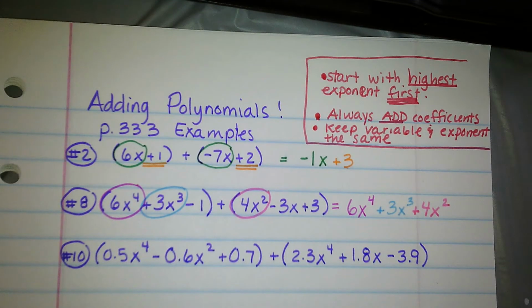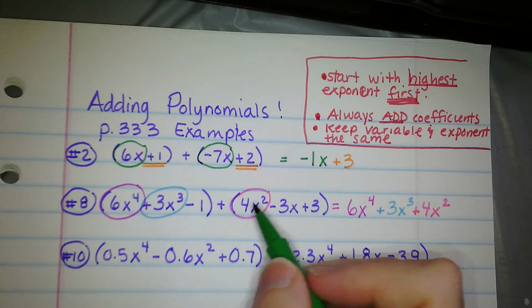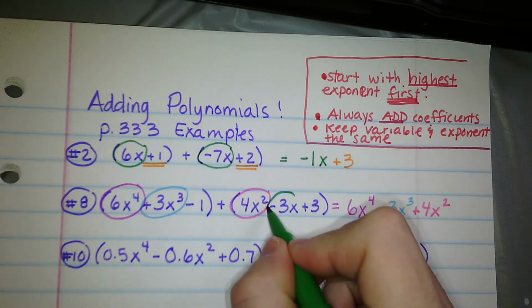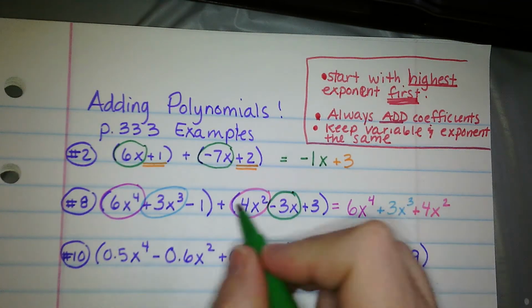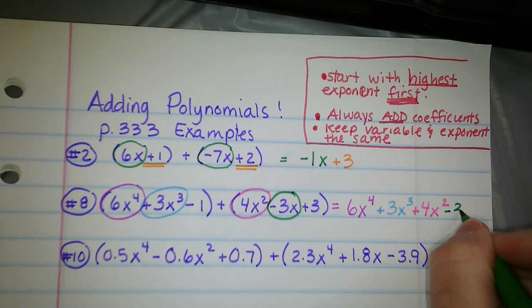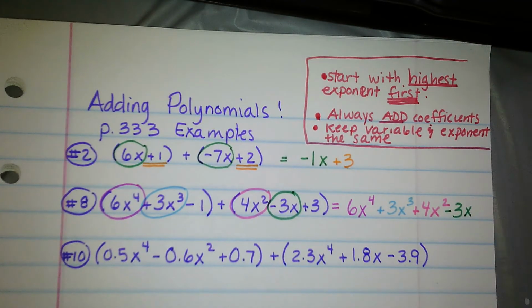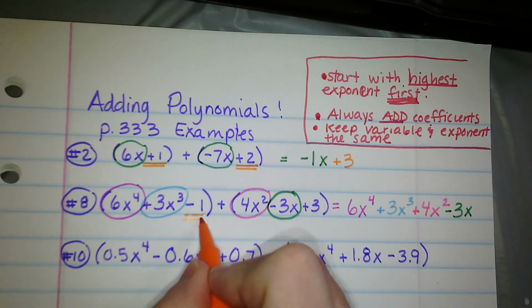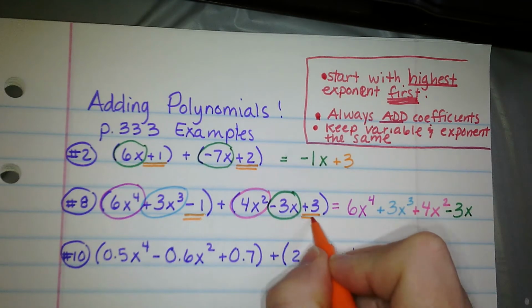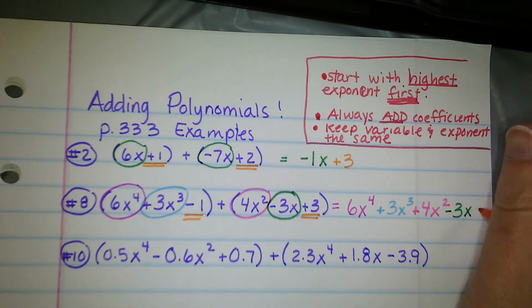The next term is my x terms. And in my x terms, I'm looking for just x's. There it is. There's no other ones that I'm adding, so just negative 3x. And then lastly, under x to the first is x to the 0, which is no x's, and that's negative 1 plus 3. And negative 1 plus 3 is positive 2.